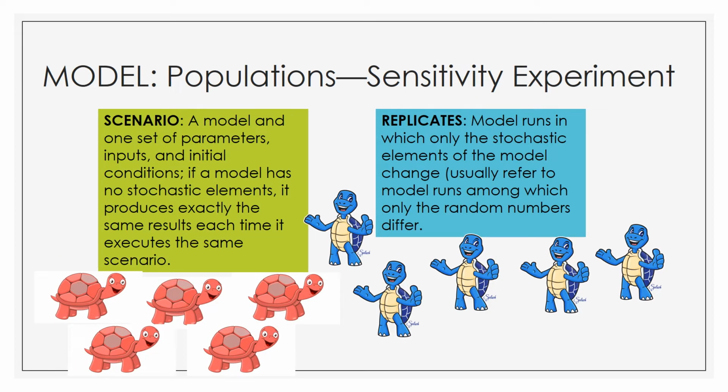Before we go any further, let's define a couple of terms. In simulation modeling, a scenario is defined by a model and one set of parameters, inputs, and initial conditions. If a model has no stochastic elements, it produces exactly the same results each time it executes the same scenario. Replicates are model runs in which only the stochastic elements of the model change. To be specific, replicates usually refer to model runs among which only the random numbers differ. And there are also other ways to replicate model scenarios, and those can be by randomizing input data or by randomizing the initial conditions.